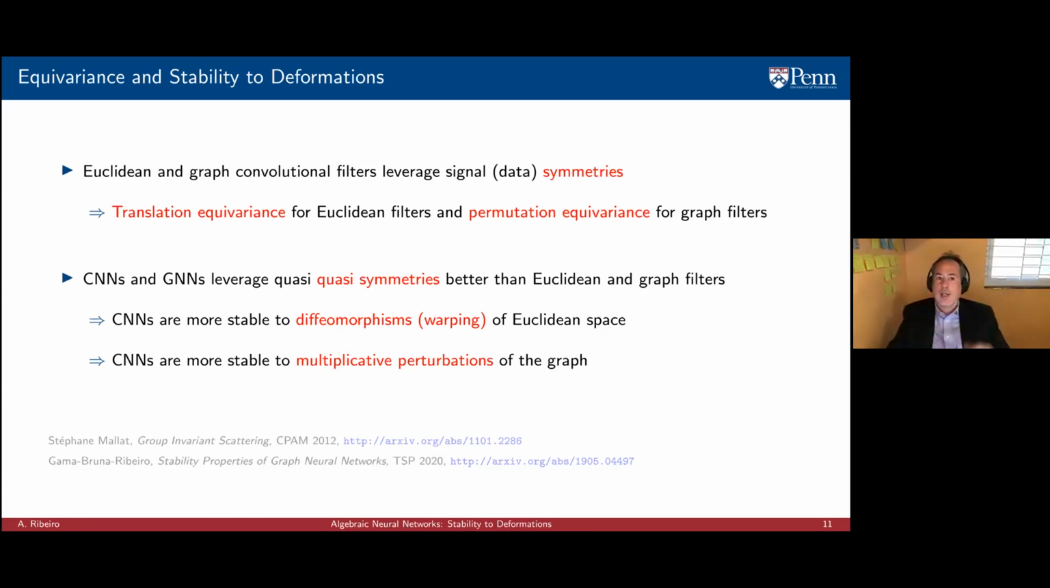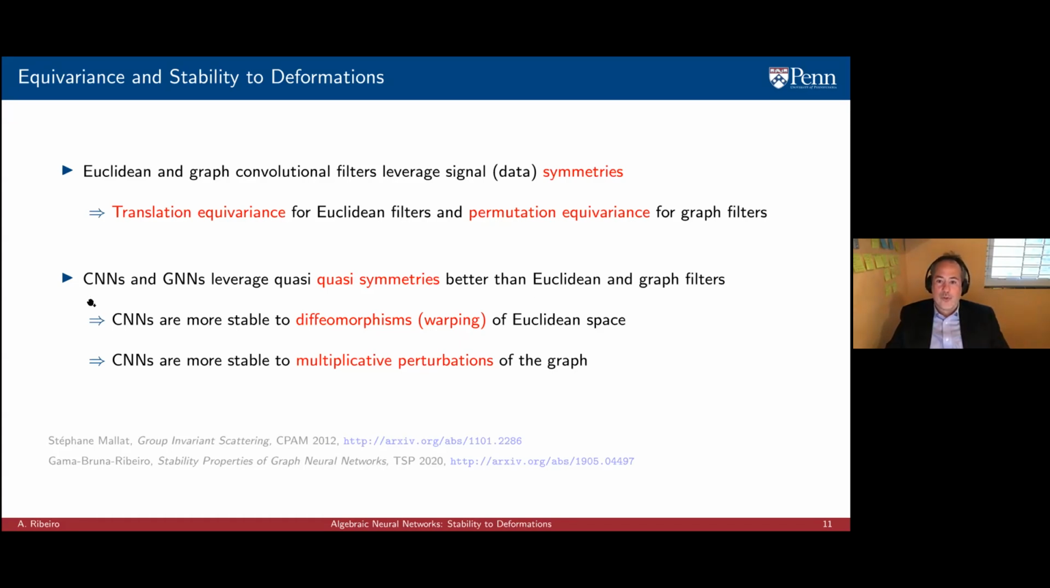Okay, so the reason why Euclidean and graph convolutional filters work is because they leverage signal symmetries. In the case of Euclidean filters, they leverage translation equivariance. In the case of graph filters, they leverage permutation equivariance. Now, the difference between Euclidean and graph filters and Euclidean and graph neural networks is that CNNs and GNNs are better at leveraging quasi-symmetries than Euclidean and graph filters are.